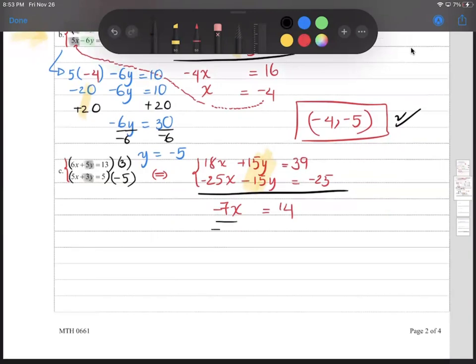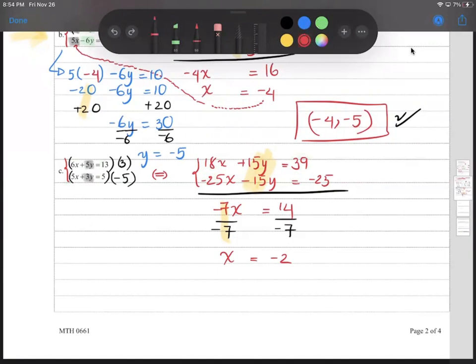Negative 7, that's gone. So x equal negative 2. And again, you can plug x equal negative 2 into one of the original equations. By the way, it doesn't matter. You could have picked this one, or this one, or this one. They are all equivalent equations. But I'm going to plug into the original because the values look smaller.